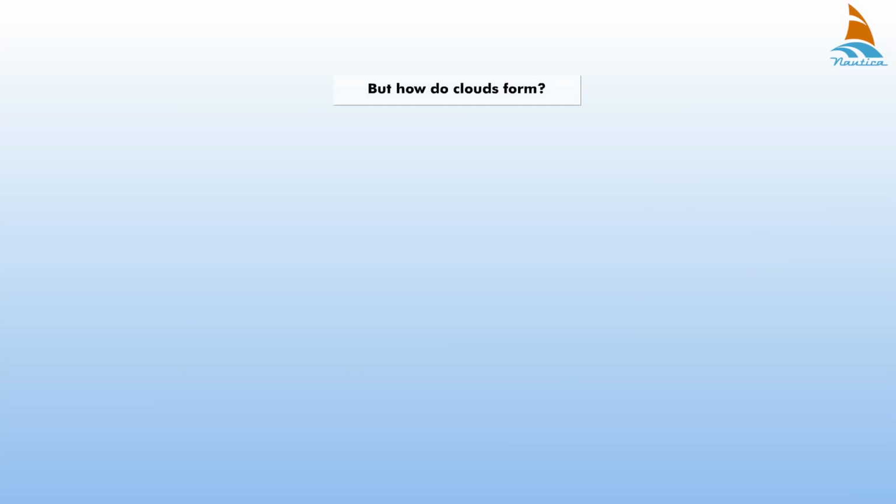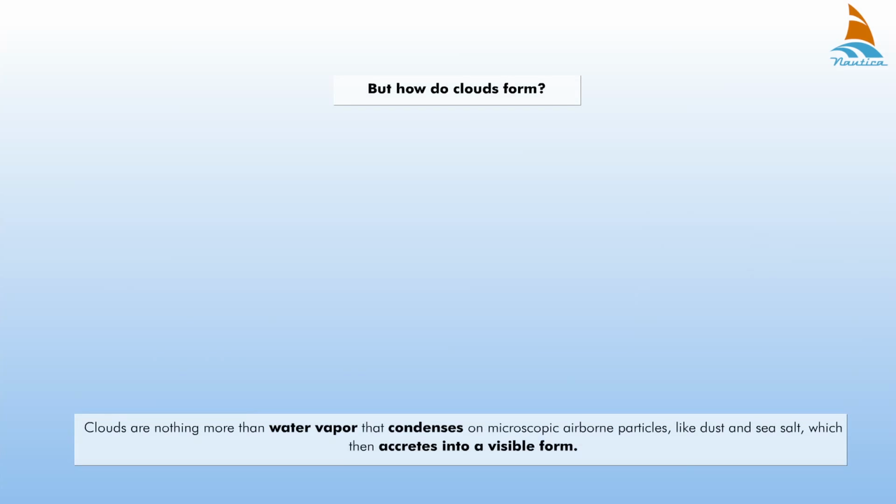But how do clouds form? Clouds are nothing more than water vapor that condenses on microscopic airborne particles, like dust and sea salt, which then accrete into a visible form.